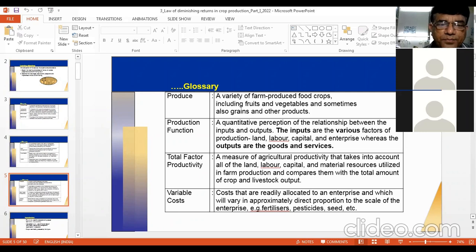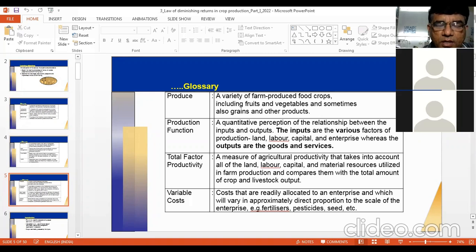So it is a measure of agricultural productivity that takes into account all of the land, labor, capital, and material resources utilized in farm production and compares them with the total amount of crop and livestock output. It means total output divided by total input is your total factor productivity.